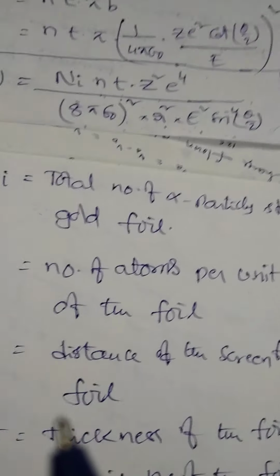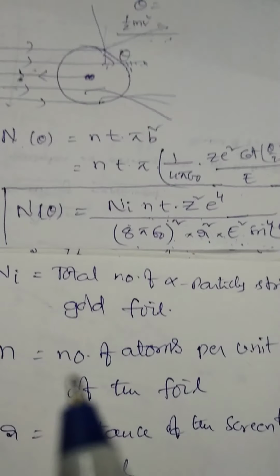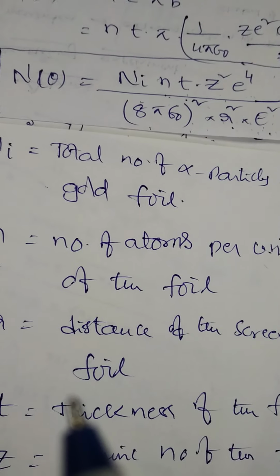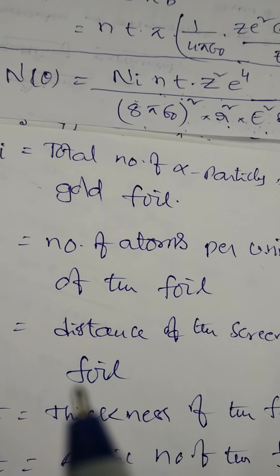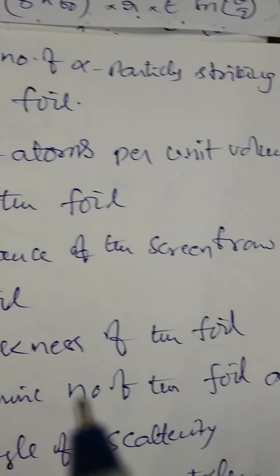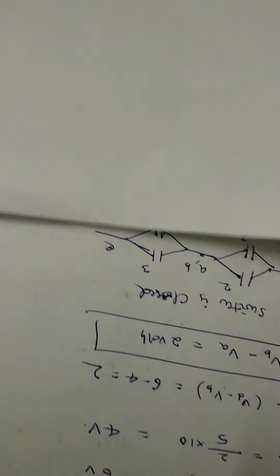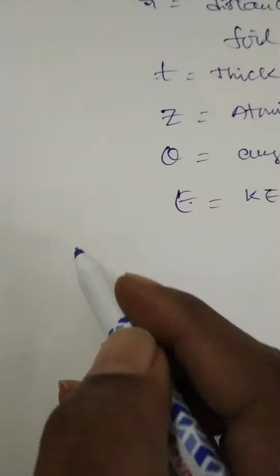Then what is the formula for N? N is equal to capital Ni into n into t into Z square e power 4 by 8 pi epsilon naught whole square into r square into E square into sin power 4 theta by 2. Right? Next, there are some problems related to closest approach and also impact parameter. See example 1.